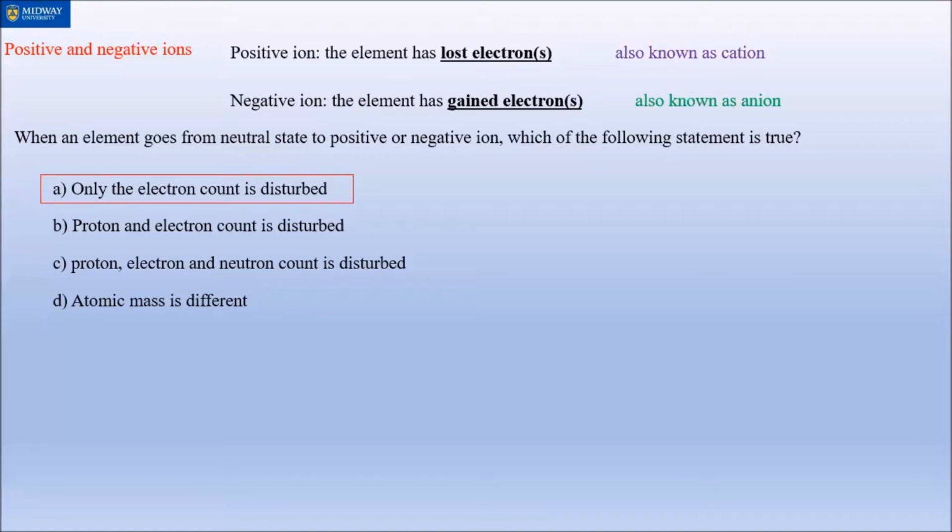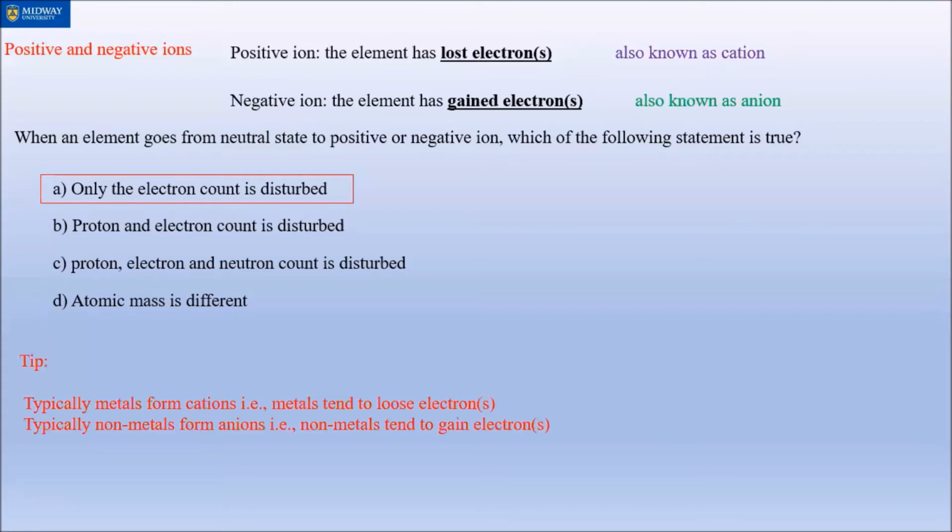What did I say about how I defined positive and negative ions? A positive ion means an element has lost electrons, and a negative ion means it has gained an electron or electrons. So whenever an element goes from neutral to a positive or negative ion, only the electron count is different or disturbed. This is trivia which I will come back to again and again.